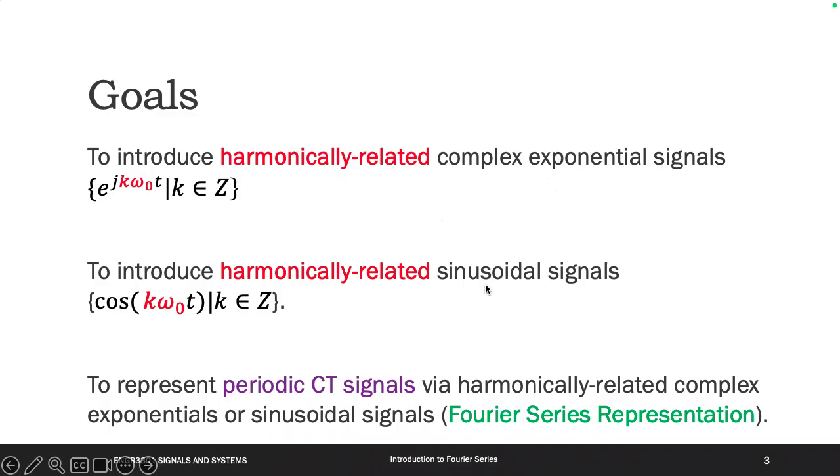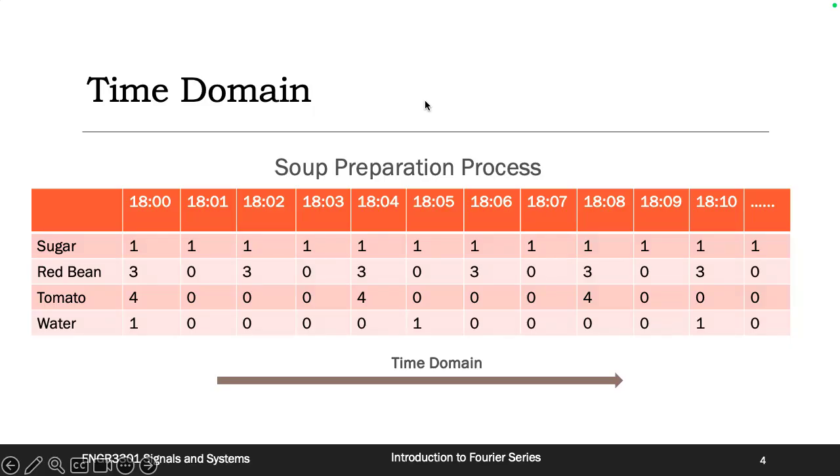Since any periodic signal can be represented as sinusoidal signals, it means any periodic signal can be represented as complex exponential signals, because those are the same thing. It can be transferred, am I right? That's the reason why we want to focus on the complex exponential signals and sinusoidal signals, because they can represent any periodic signal. Then let's talk about one very important thing. We talked about these things before: time domain. What is time domain?